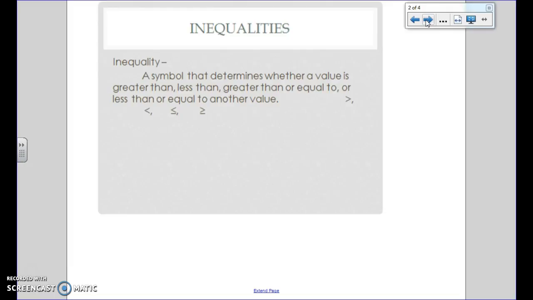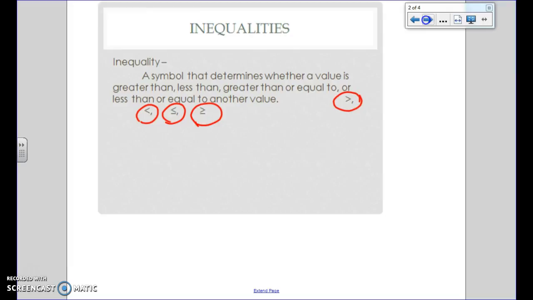Remember, an inequality is a symbol that determines whether a value is greater than, less than, greater than or equal to, or less than or equal to another value. So it could be a greater than sign, a less than sign, a less than or equal to, greater than or equal to. Those are all different types of inequalities. And an inequality takes the place of an equality.